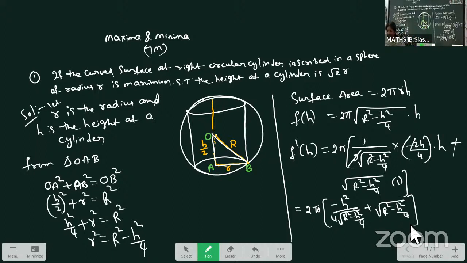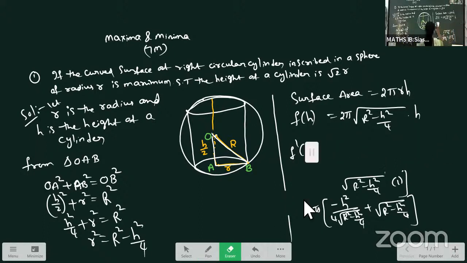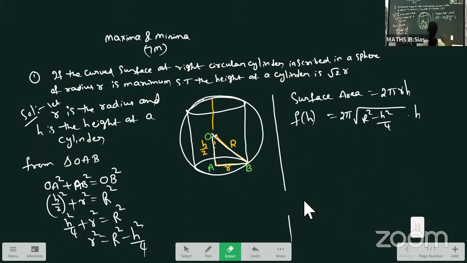If you want, you can take the LCM also here. If we simplify with the LCM, it will simplify here itself. So better, what to do? Let me simplify here itself so that it will be easy for you all. Let me do the previous step again.